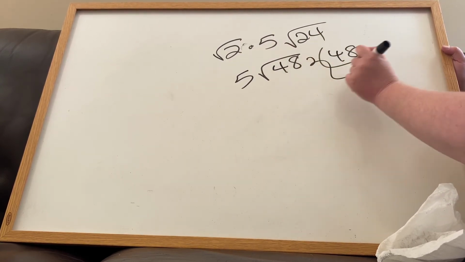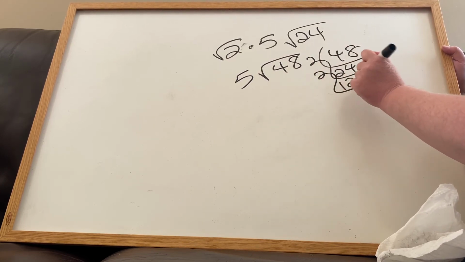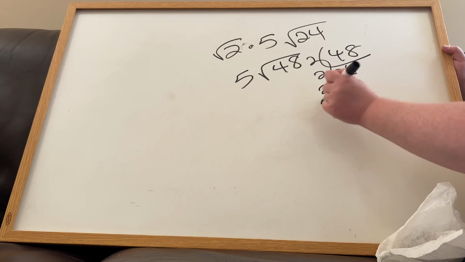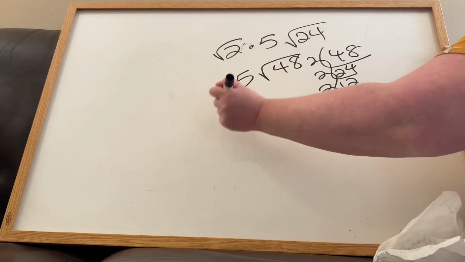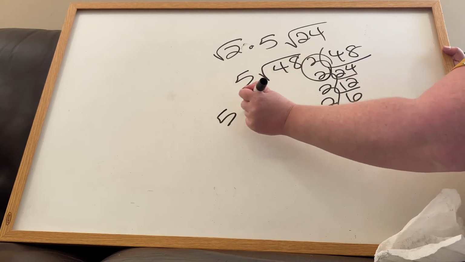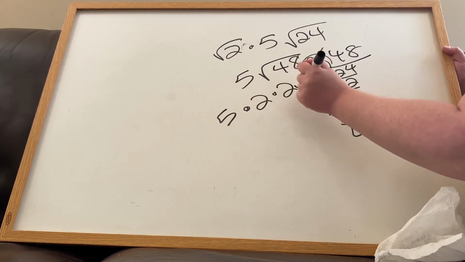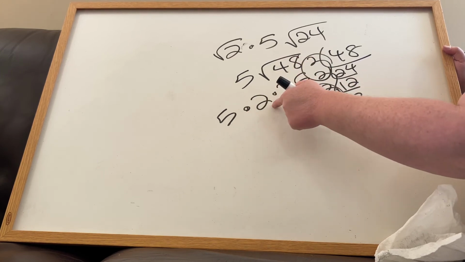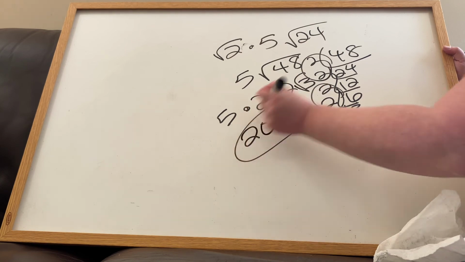So it divides by 2, 24, 2, 12, 2, 6, 2, 3, 3, 1. So you have the 5. You're going to pull a 2, pull another 2, and have a 3 left over. So you're doing 5 times 2 times 2, which is going to be 20 square root 3.